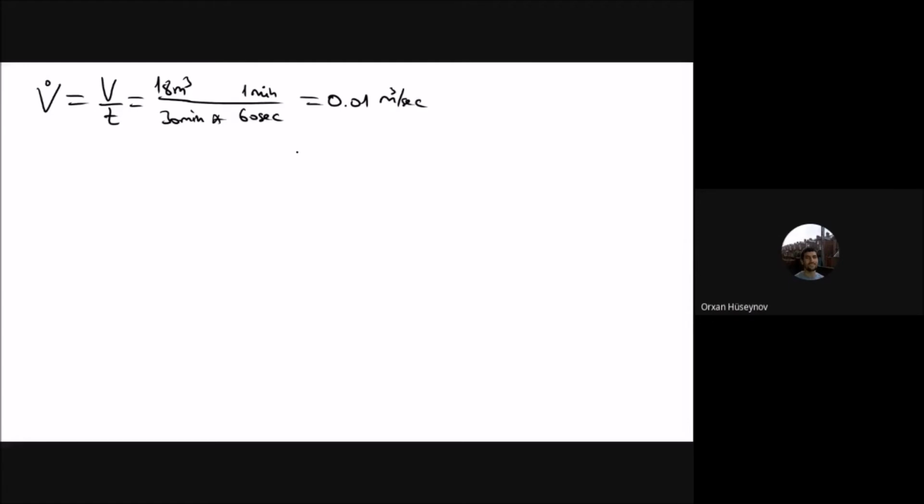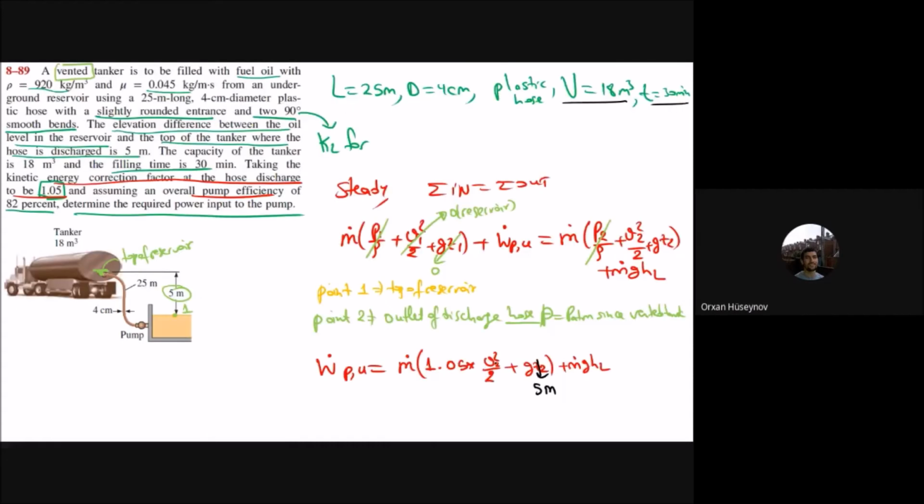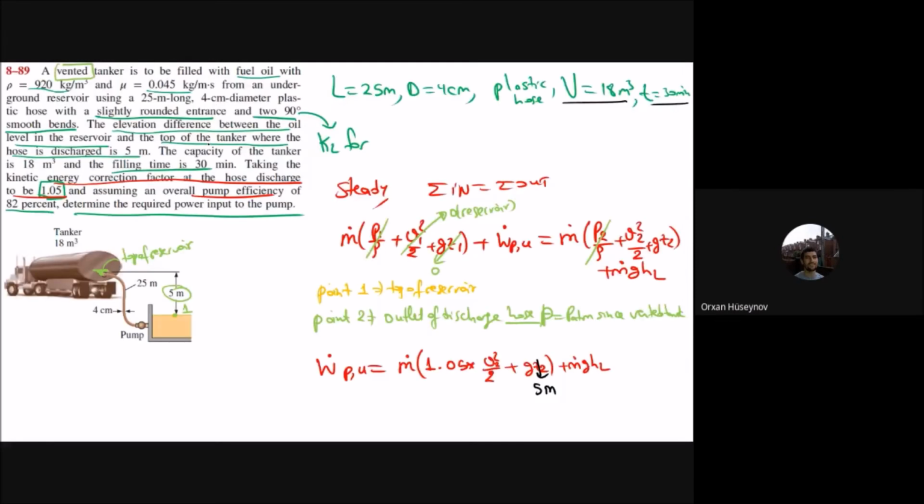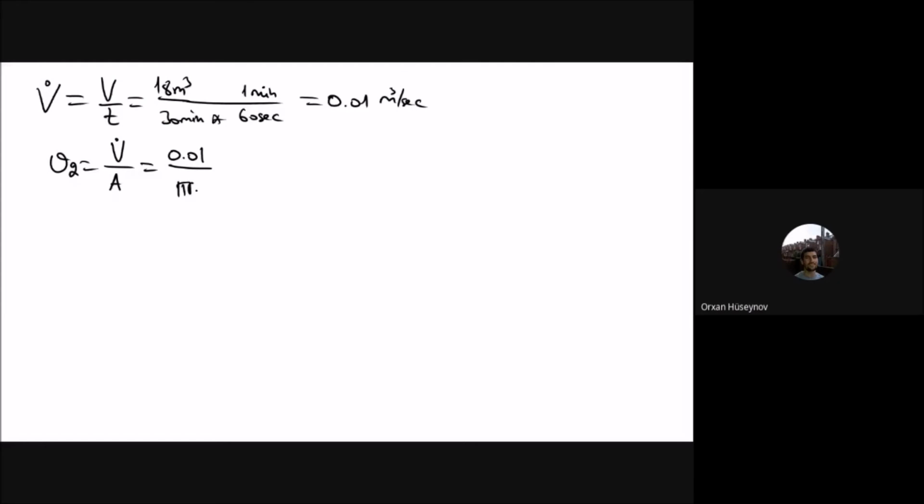Okay, so this is the V dot. Now I'm trying to find the velocity at 2. This is the discharge hose here; you can see it is the outlet of the discharge hose. So the velocity at 2 will be equal to the volume flow rate divided by the cross-sectional area. This one is 0.01, and the diameter is 4 centimeters. You can see the area will be pi d squared by 4.